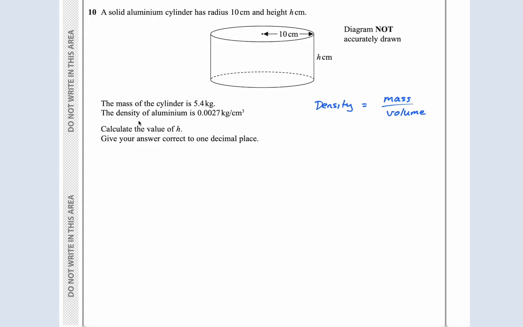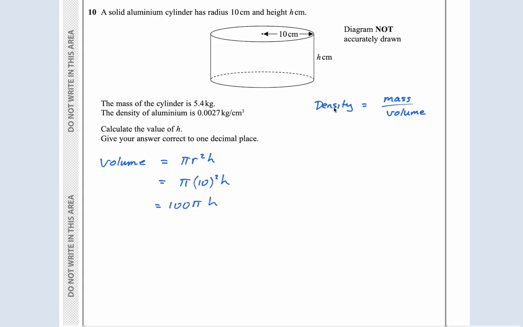And we have the density, it's this. We have the mass. What we don't have is the volume. But we can find the volume, and we can find it in terms of h. So our volume of a cylinder is, and this is in the formula booklet, pi r squared h. And in this case, it's pi times 10 squared times h, which is 100 pi h.